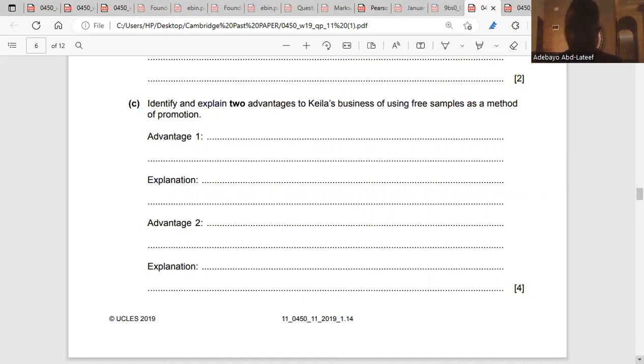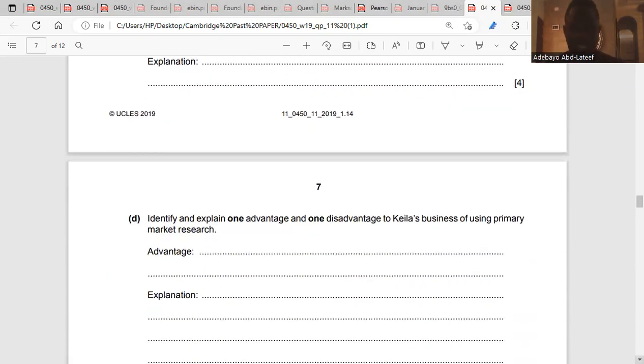Two, it could be used as feedback to improve the product itself. When you give a free sample out, you're going to get feedback from customers. They will be real. They will tell you the truth because it costs them nothing. So you can use that to get feedback and improve the product before you finally launch it. That's clear, right?